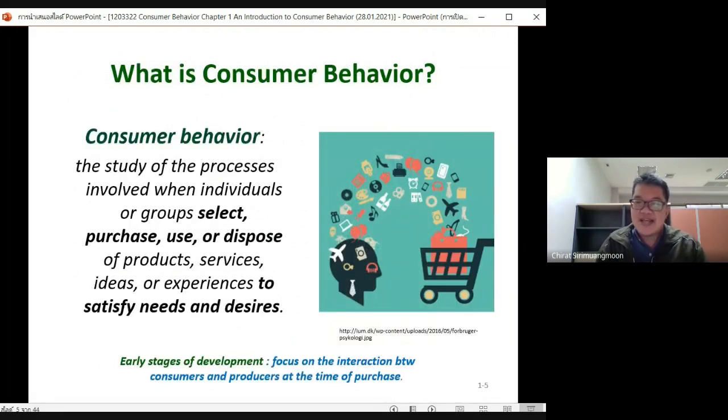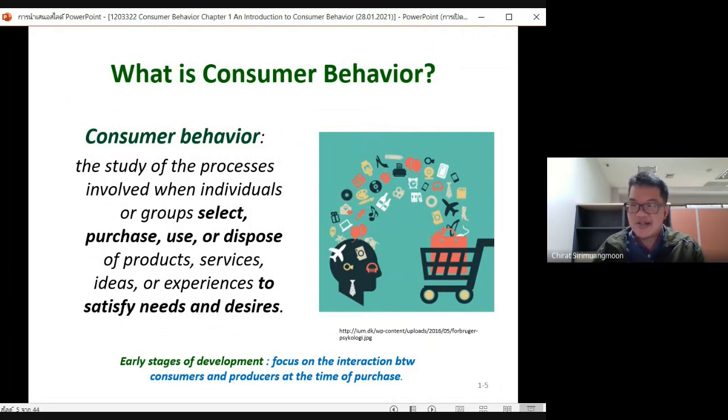So let's answer this question. What is consumer behavior? It's actually the study of the process in which one person or one group of people select, purchase, use, and dispose of products to satisfy their needs and desires. Again, it has three stages: pre-purchase, during purchase, and post-purchase.